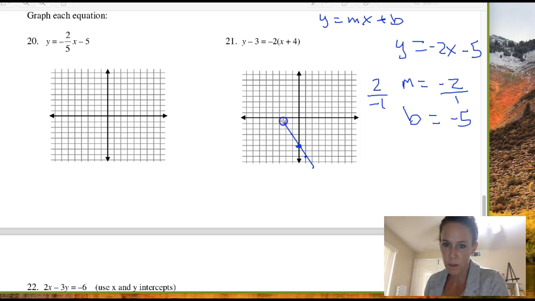And it looks something like this. And then make sure you know it goes on forever. Lines go on forever in either direction. So that's how I would graph that one.